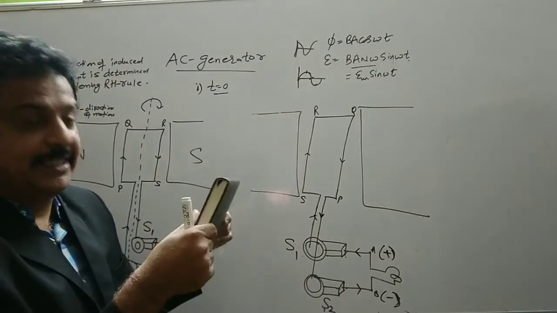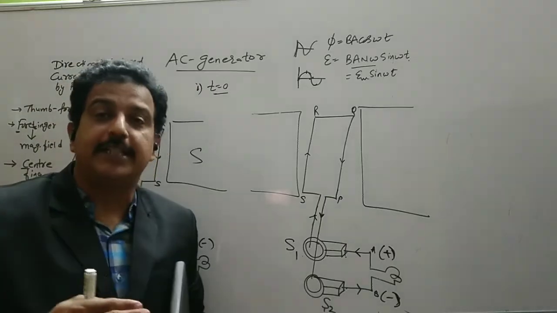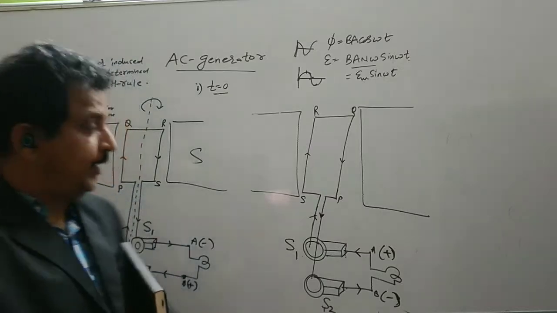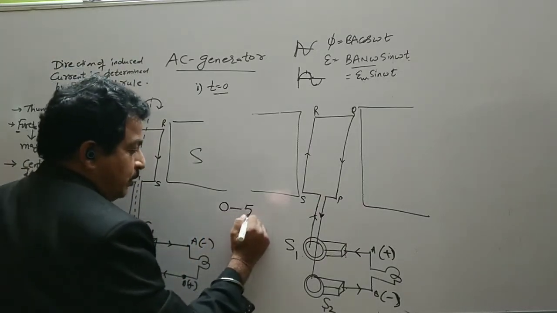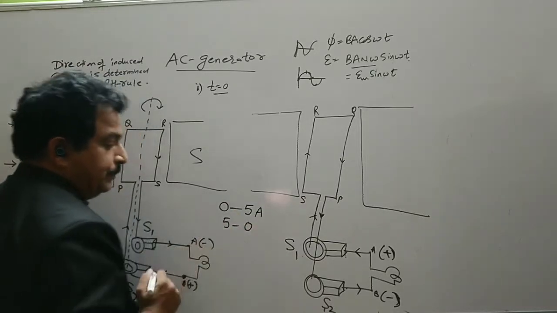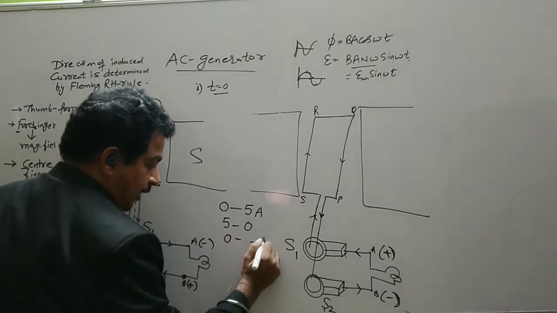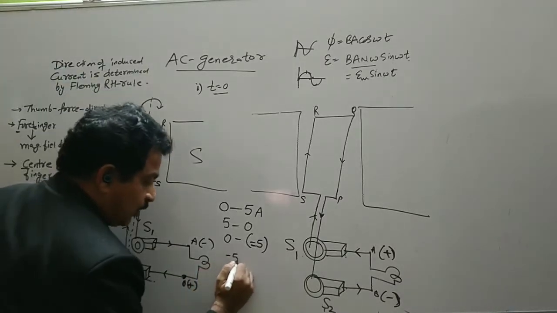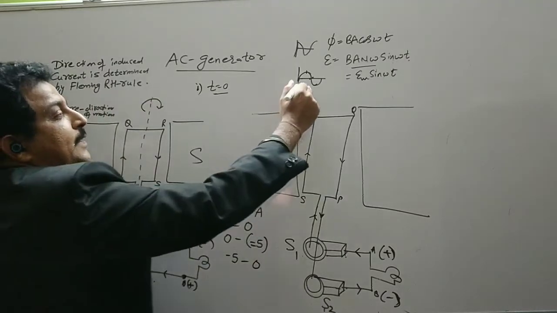Then from 90 to 180, the current does not change polarity but its value decreases. And after 180 degree the polarity changes. So initially the current starts from, suppose, 0, becomes maximum 5 ampere, then it becomes 5 to 0. Then the polarity will change, 0 to -5. Here the minus sign indicates that the polarity has changed. Then from -5 ampere to again 0. So one cycle is completed.